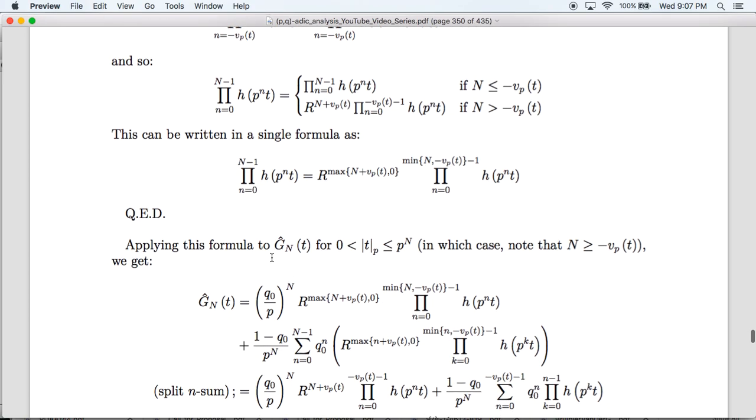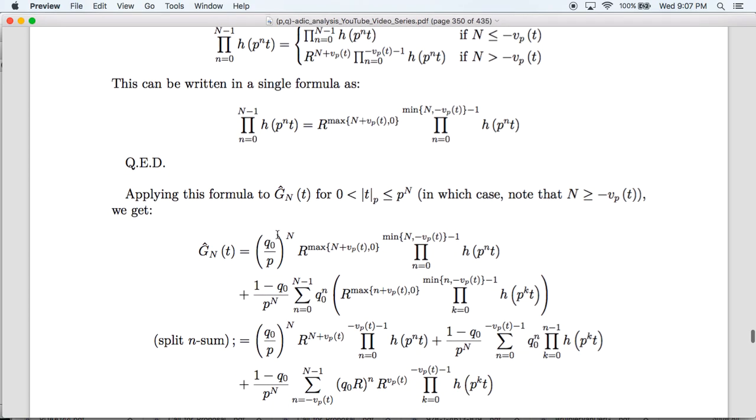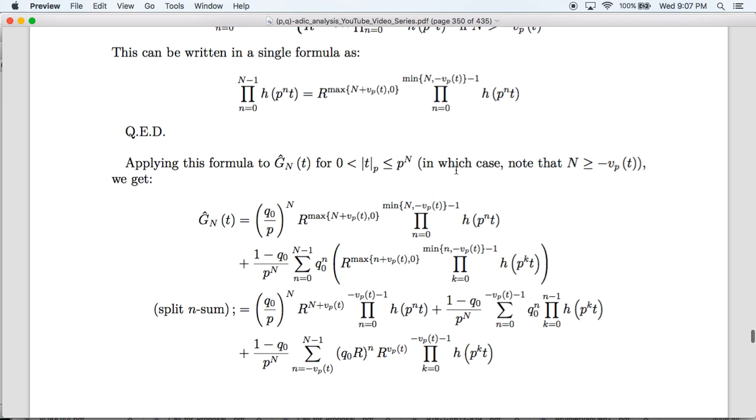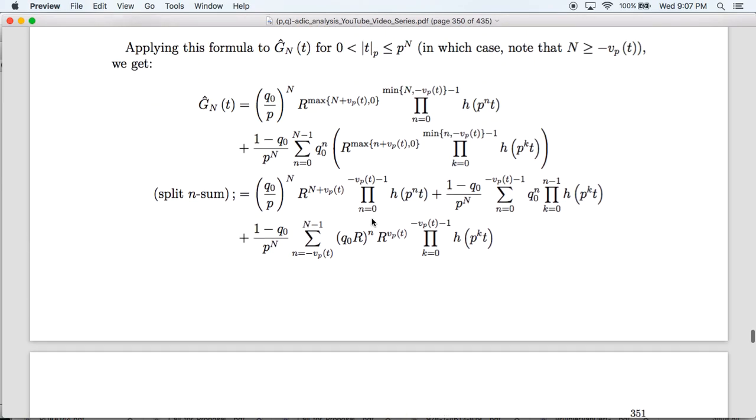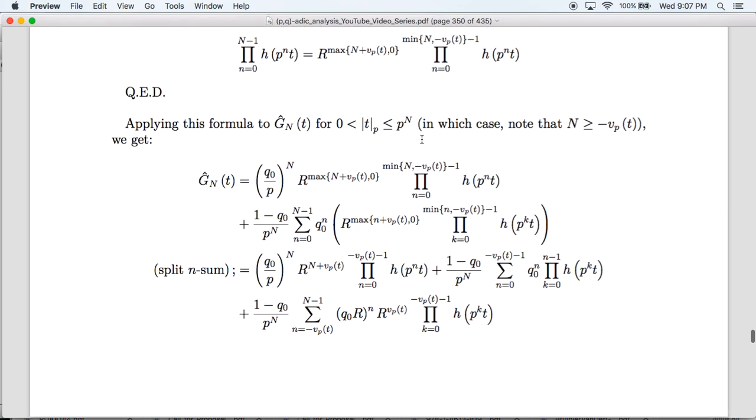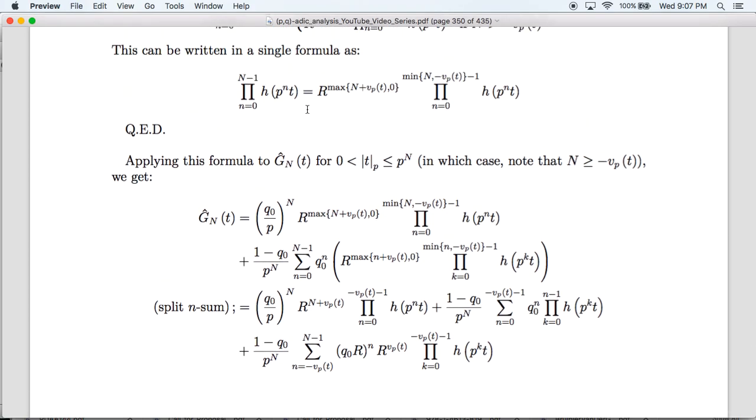So applying this formula to g and hat of t and working through all the details, note that t is going to be between 0 and p to the big N, which is the same thing as saying that n is greater than or equal to negative vp of t, and so we can get rid of the minima. We work through everything here, and look what happens. This is just plugging in for the h products, for both the big N1 and the little n1. When we work through it, we get this right here, and we've now gotten rid of all the maximum.